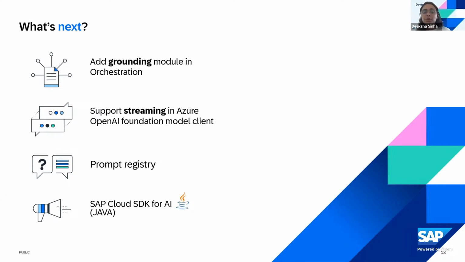We are also supporting prompt registries. So the reusable prompts that you have, you can store them, version them, and reuse them. And this is where the prompt registry plays an important role. And then finally, we are also going to release very soon a Cloud SDK for AI version for the Java library, so people developing in the Java environment or language can also make use of the benefits of Generative AI Hub.